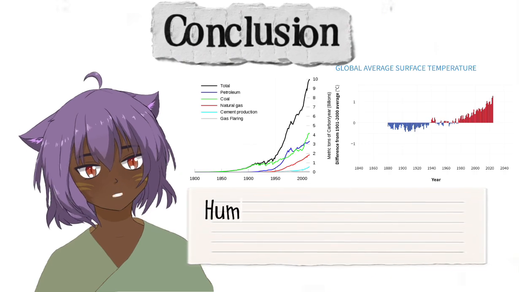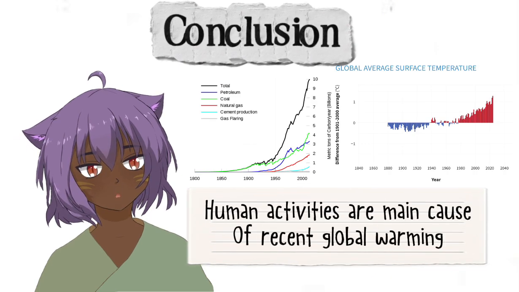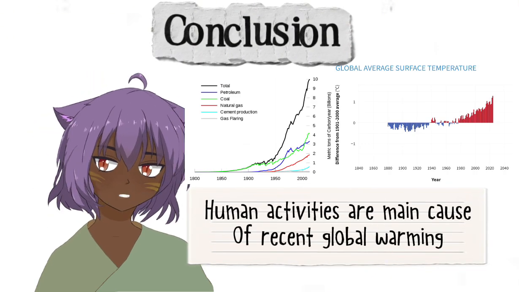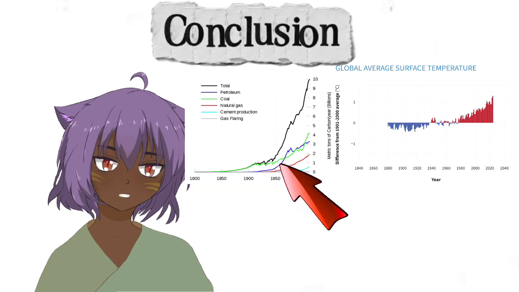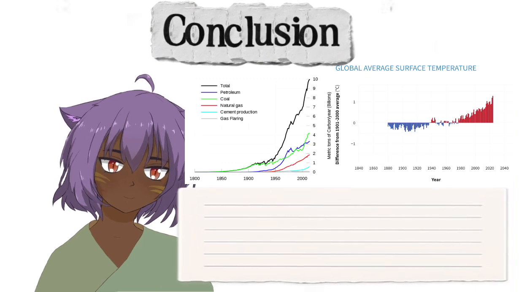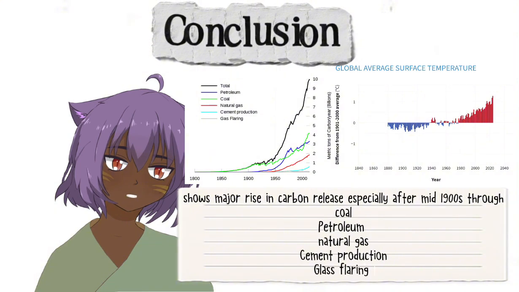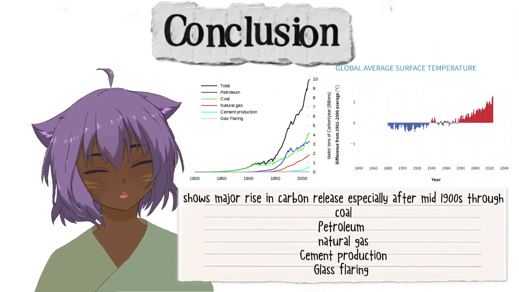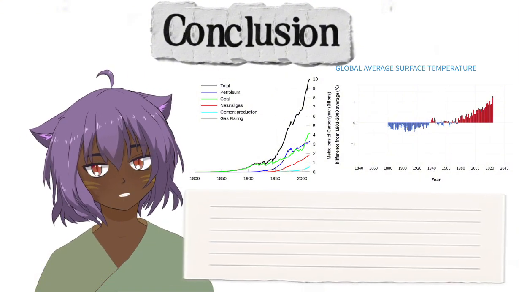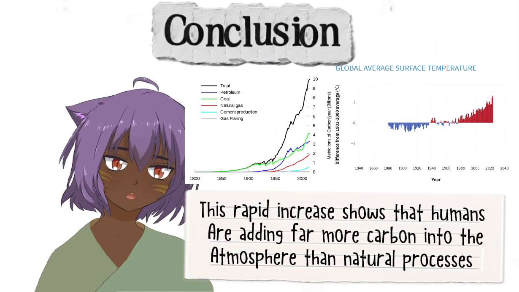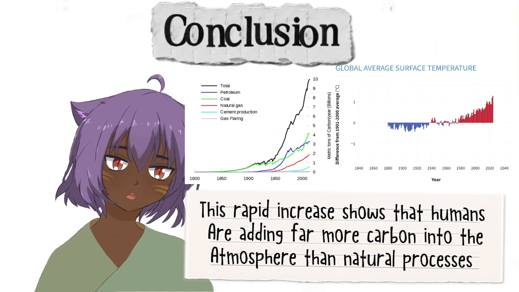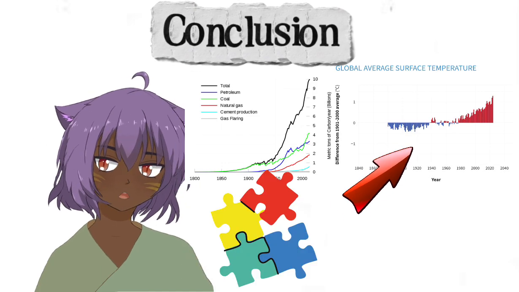In conclusion, both datasets strongly support the claim that human activities are the main cause of recent global warming. The emissions graph shows a major rise in carbon release from coal, petroleum, natural gas, cement production, and gas flaring, especially after the mid-1900s. This rapid increase shows that humans are adding far more carbon to the atmosphere than natural processes. The temperature graph shows a matching pattern.